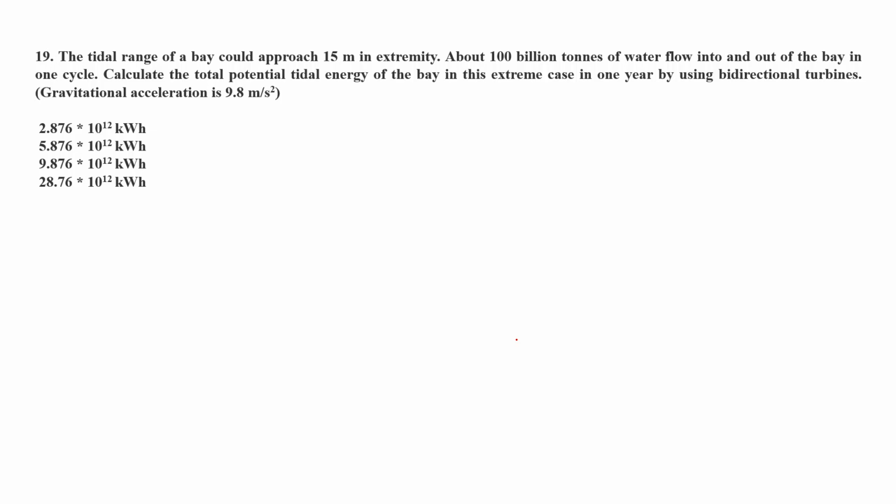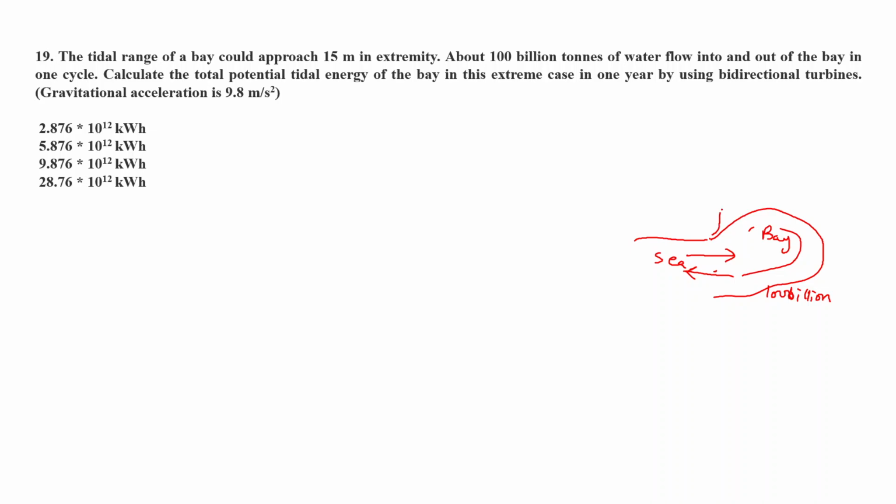Now coming to the 19th question. The tidal range of a bay could approach 15 meters. About 100 billion tons of water flows into and out of the bay. Suppose this is the sea, this is the bay, and it is flowing into the bay. If 100 billion tons of water is flowing into this bay and coming back, a bidirectional turbine is required.